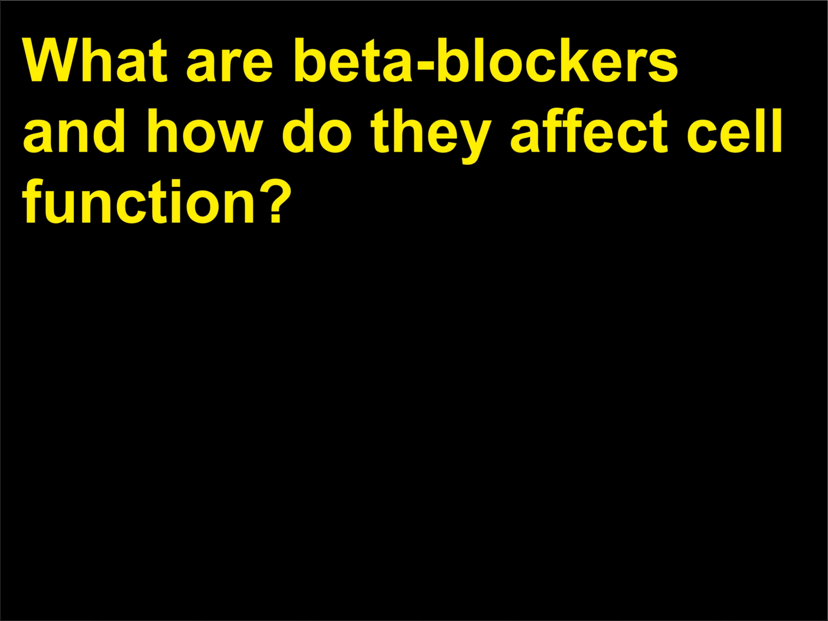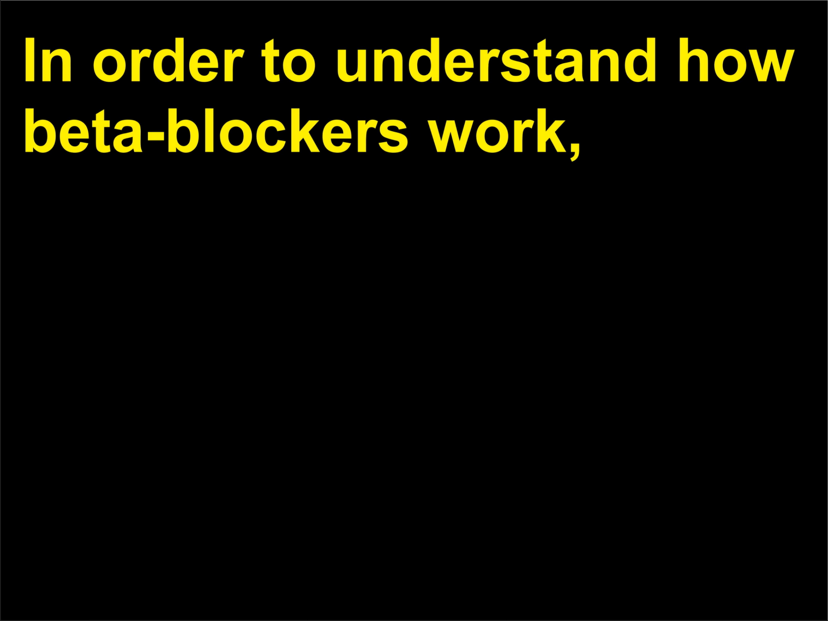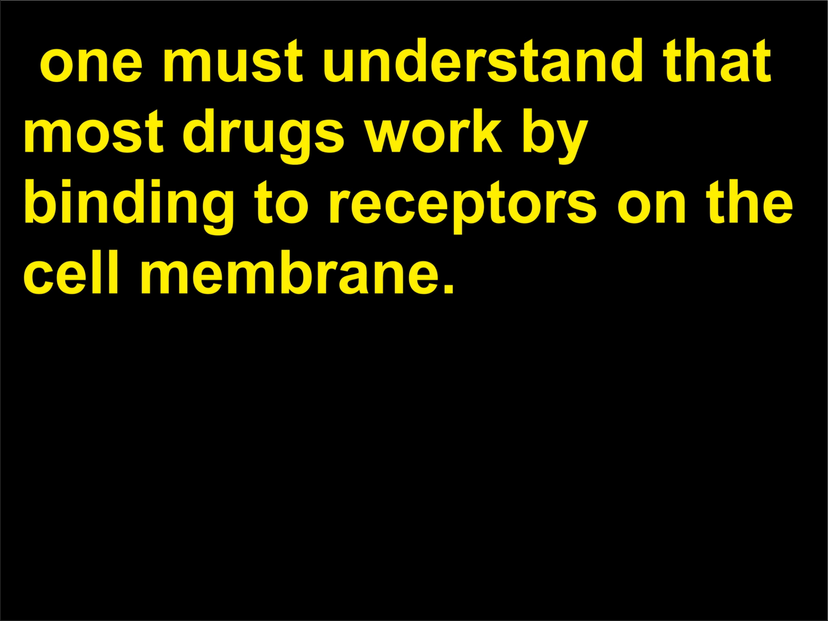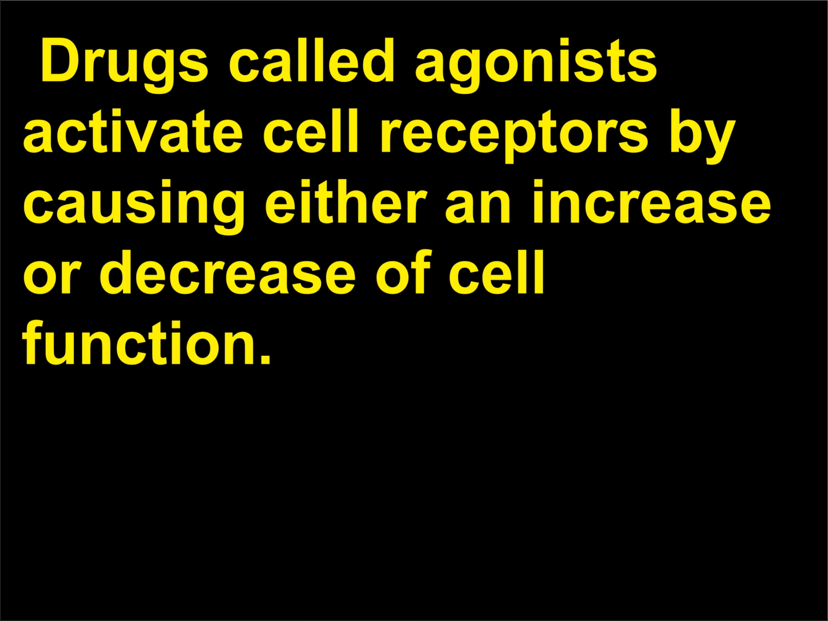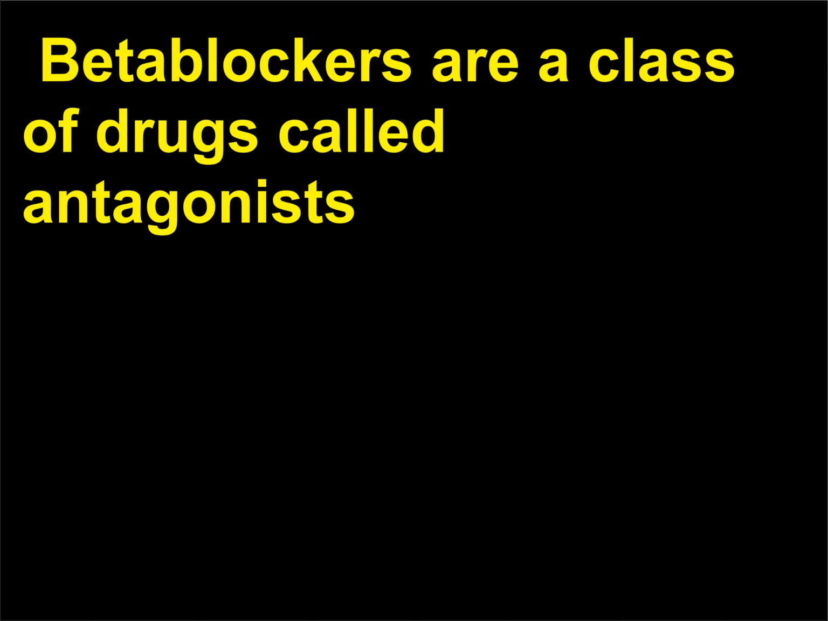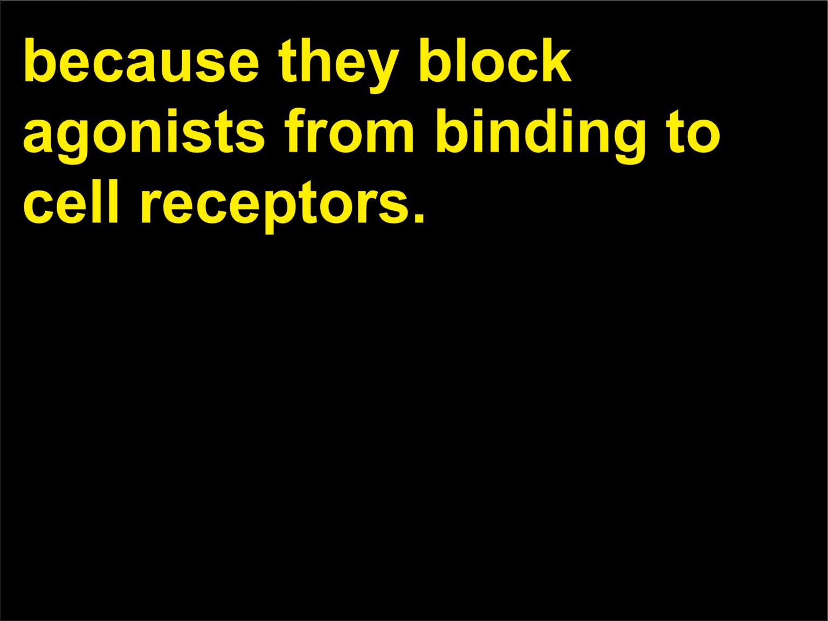What are beta blockers and how do they affect cell function? In order to understand how beta blockers work, one must understand that most drugs work by binding to receptors on the cell membrane. Drugs called agonists activate cell receptors by causing either an increase or decrease of cell function. Beta blockers are a class of drugs called antagonists, because they block agonists from binding to cell receptors.